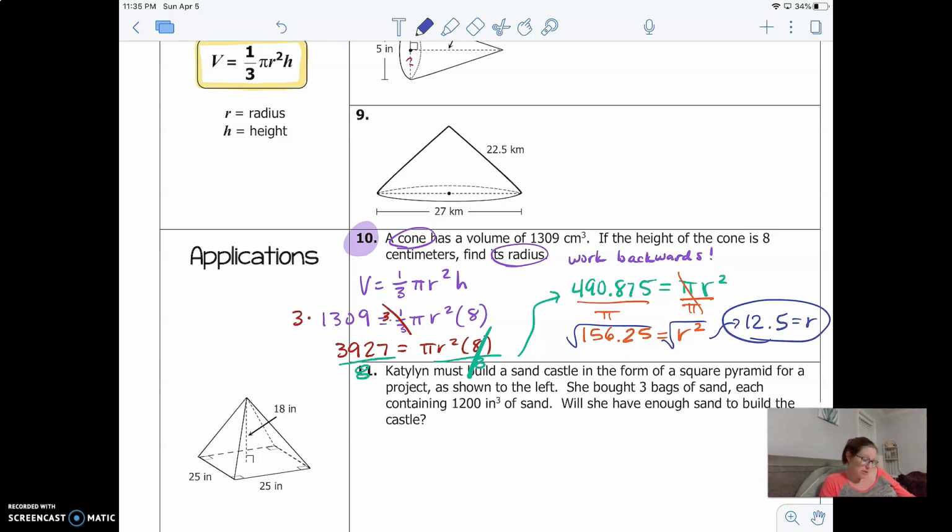How could you check your work here? Well, this is my formula for the cone, right? If I plug in your r squared and your h, it should give you approximately 1309. It might be a little bit off, but if it gives you close, then you did it right.